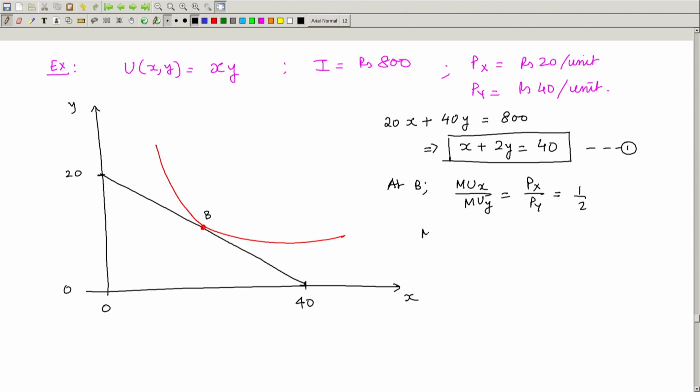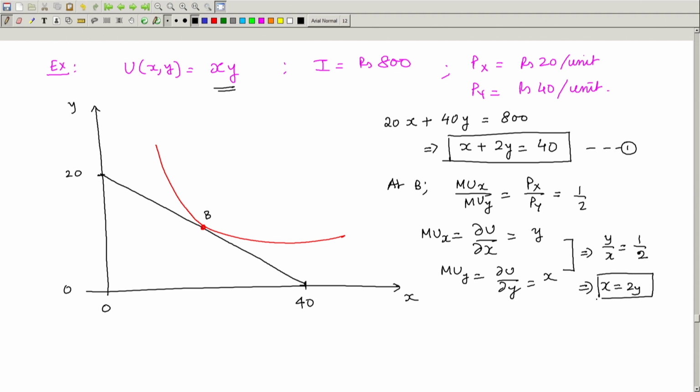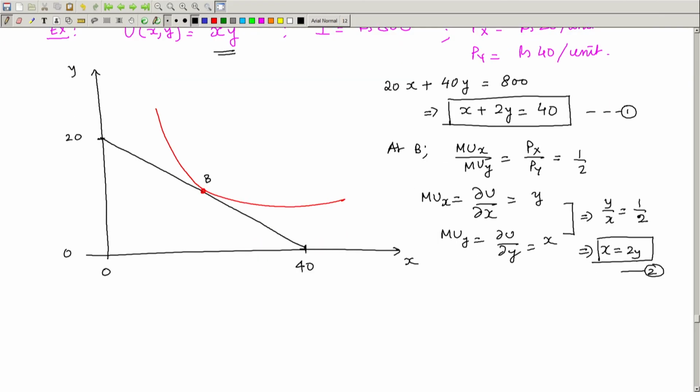Now we already know that MUX is del U del X, which, based on this expression, the derivative of X times Y with respect to X, is simply Y. And MUY is del U del Y, the derivative of X times Y with respect to Y, which is simply X. So MUX upon MUY, which is Y upon X, equals PX upon PY, which is 1/2. This tells me X equals 2Y. Notice there are only two conditions: the budget line and the tangency condition. So I can plug X equals 2Y into equation 1, which gives me 4 times Y equals 40, so Y star equals 10. So my X star equals 20.